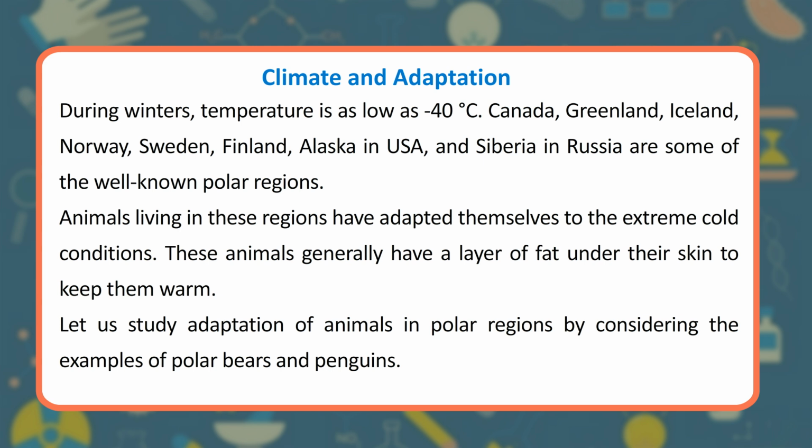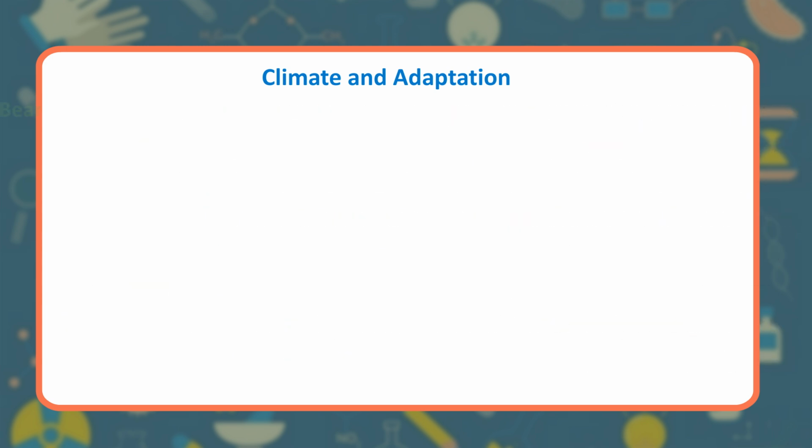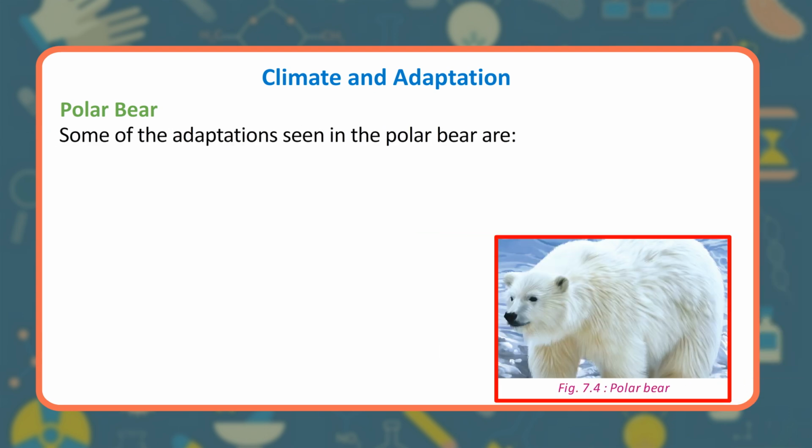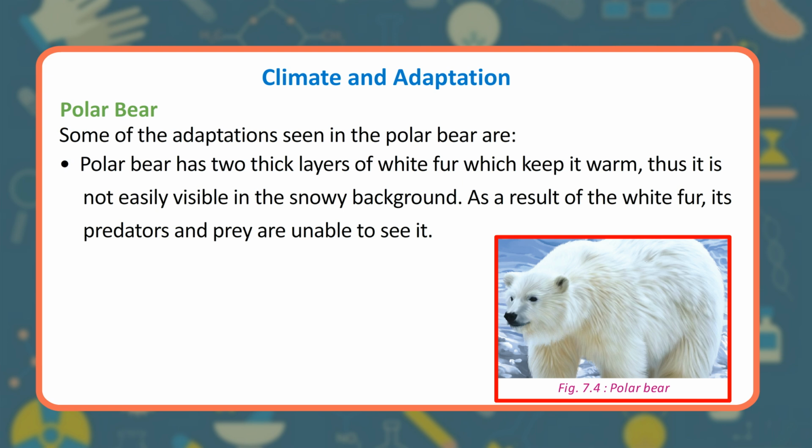Animals living in these regions have adapted themselves to the extreme cold conditions. These animals generally have a layer of fat under their skin to keep them warm. Let us study adaptation of animals in polar regions by considering the examples of polar bears and penguins. Polar bear. Some of the adaptations seen in the polar bear are: polar bear has two thick layers of white fur which keep it warm, thus it is not easily visible in the snowy background.